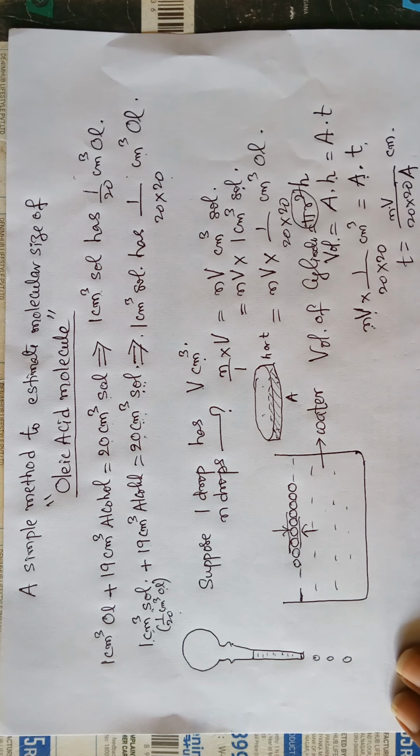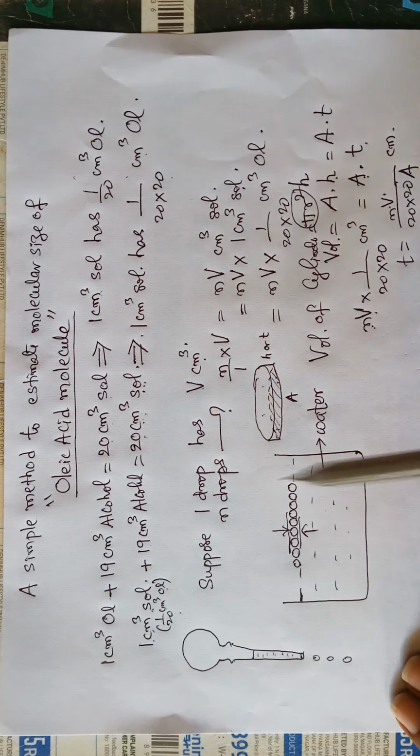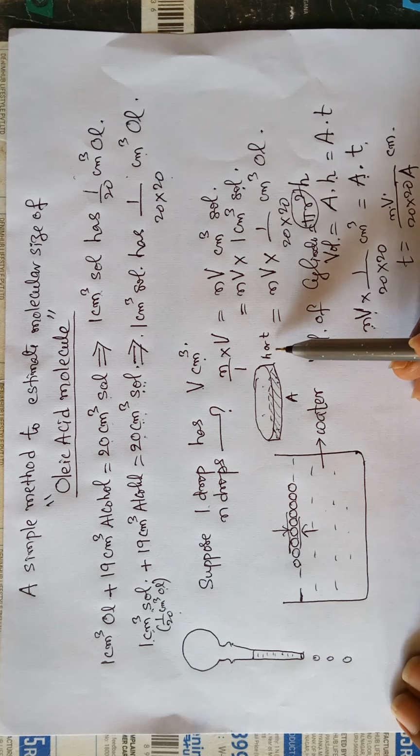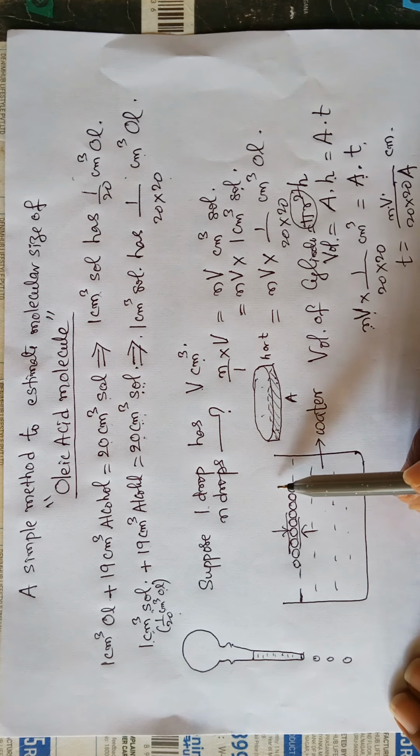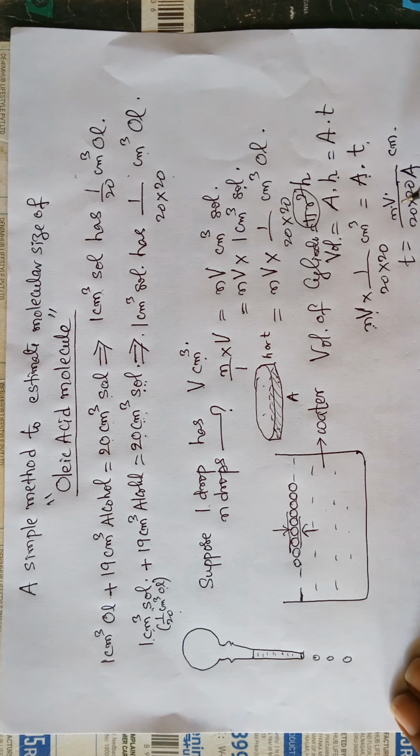See, n means what? Number of drops. How many drops you dropped into the water, that you know. Capital V means what? The volume of one drop, that you can measure using a measuring jar. Capital A, that is the base area. See, in what area it has occupied over the water surface, that area can be calculated. So substituting the values, you can find the diameter of the oleic acid molecule.